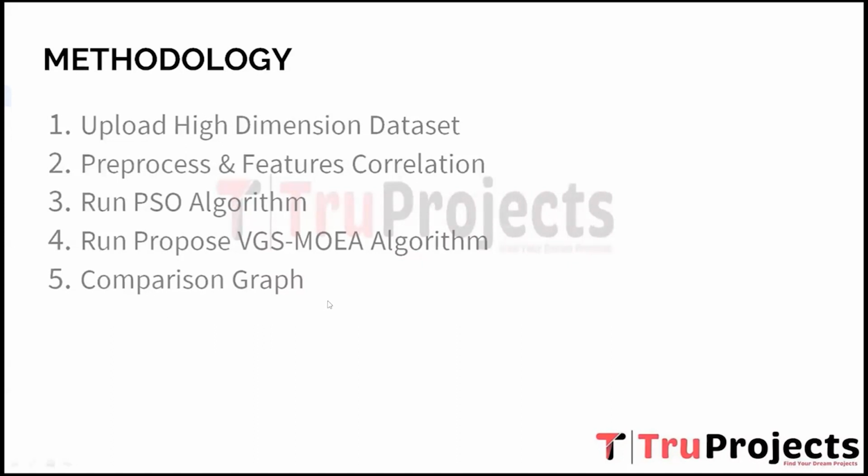Fifth, comparison graph. Creating a comparison graph involves visualizing the results obtained from running both the PSO algorithm and the proposed VGS MOEA algorithm. This graph would depict how the algorithms perform with respect to the objectives such as accuracy and feature count. It helps to visually showcase the effectiveness of the VGS MOEA algorithm compared to the PSO algorithm.